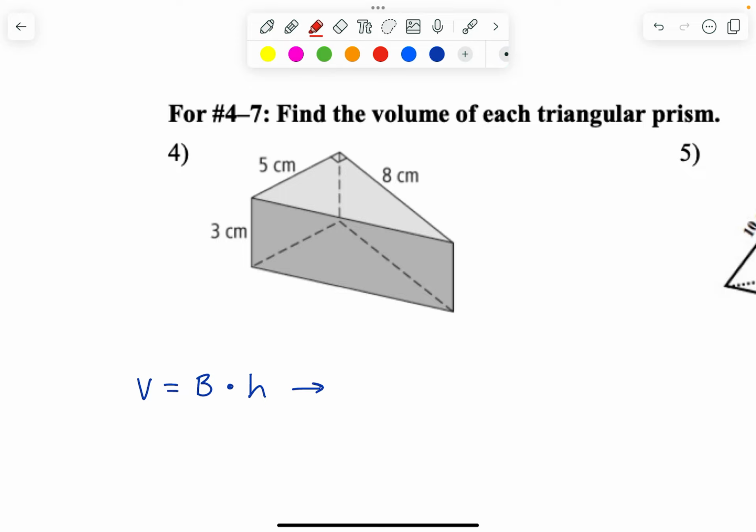Let's identify the base. I know that the base is a triangle because this is a triangular prism. I identify this base. This is a triangle with either a base length of 8 or 5 and a height of 8 or 5. And so if I just wanted to draw this base out, I could. There's my base.